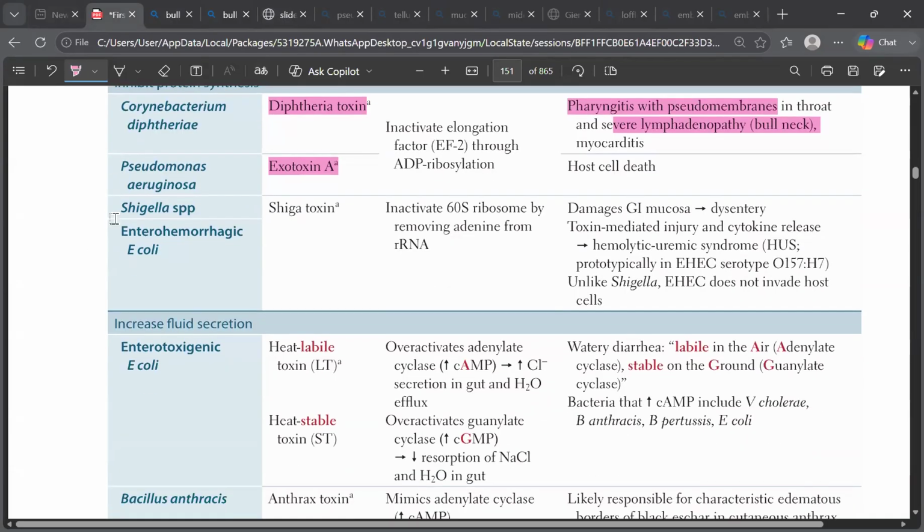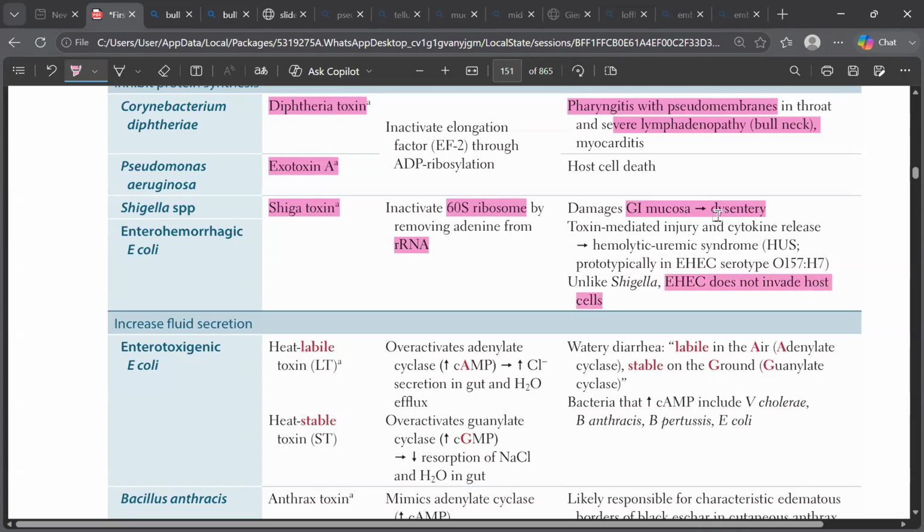And Shigella and enterohemorrhagic E. coli have Shiga toxin. They inactivate the 60S ribosome by removing adenine from the ribosomal RNA. So the 60S ribosome is the larger component of the ribosome, and these Shiga toxins inactivate this ribosome and remove adenine from the ribosomal RNA. It damages GI mucosa and causes dysentery and toxin-mediated injury and cytokine release in the hemolytic uremic syndrome, typically in EHEC serotype O157:H7. Unlike Shigella, EHEC does not invade host cells.